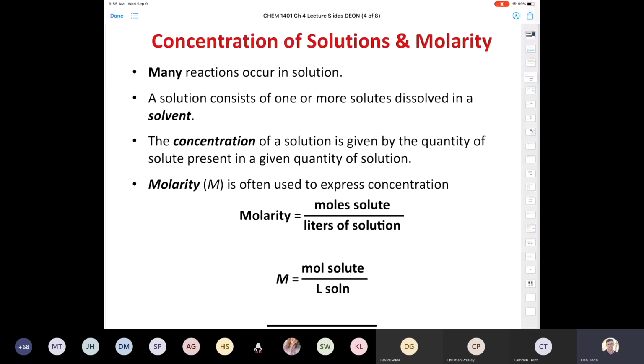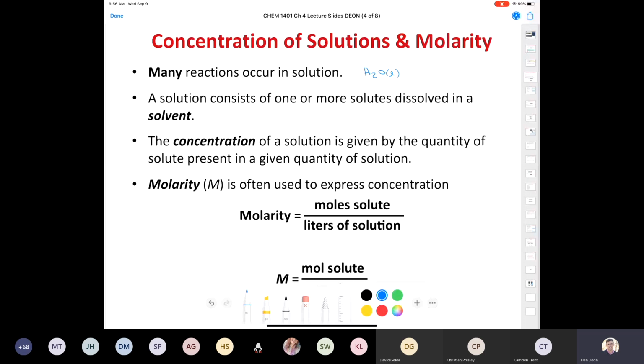It says here that many reactions occur in solution. Most of the solutions that we're going to look at in Gen Chem 1 and Gen Chem 2 are going to be in water. If you take organic chemistry with me, you'll see that most reactions are not done in water. A solution consists of one or more solutes dissolved in a solvent.